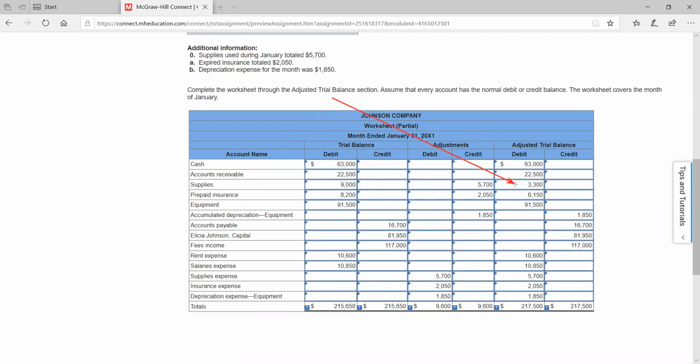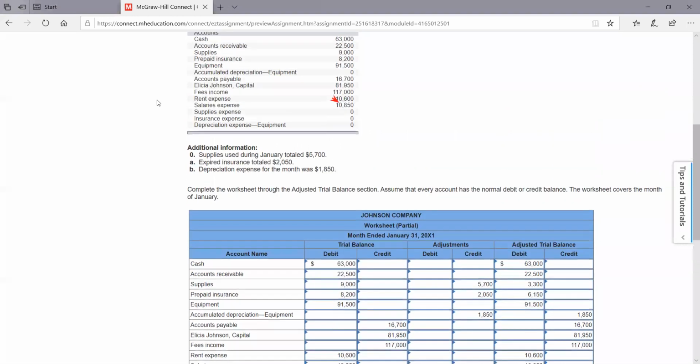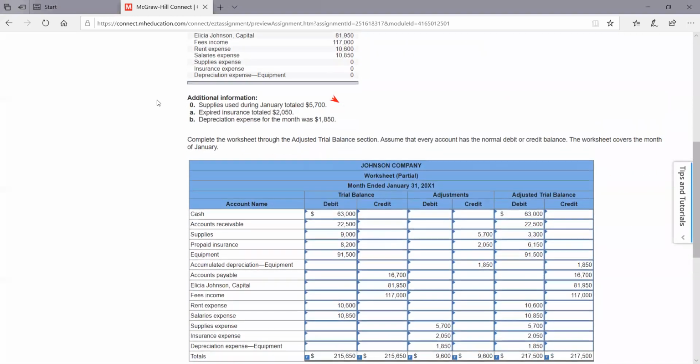That's how they come up with the 3,300. All right, so study this, and then again, make sure if you have any questions, let me know. So over here, they give us three individual adjustments: supplies, insurance, depreciation. On this one, they've already given you the adjustment amounts. They just want you to plug it into these columns.